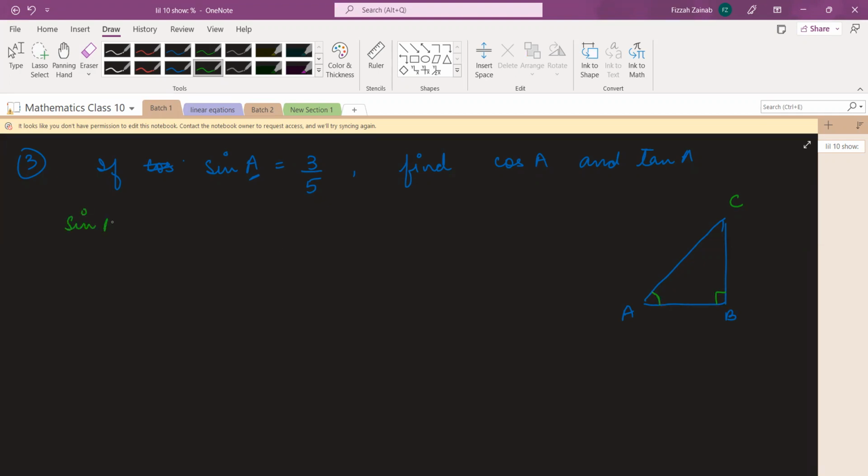Now see what is given. Sine of A, what is the formula? It is perpendicular upon hypotenuse. Is that okay? Yeah, ma'am. Now because you are taking angle A, which side is perpendicular? That is BC, and AC is the hypotenuse. Now this ratio is already given, that is 3/5. So can I write from here that BC is equal to 3 and AC is equal to 5?